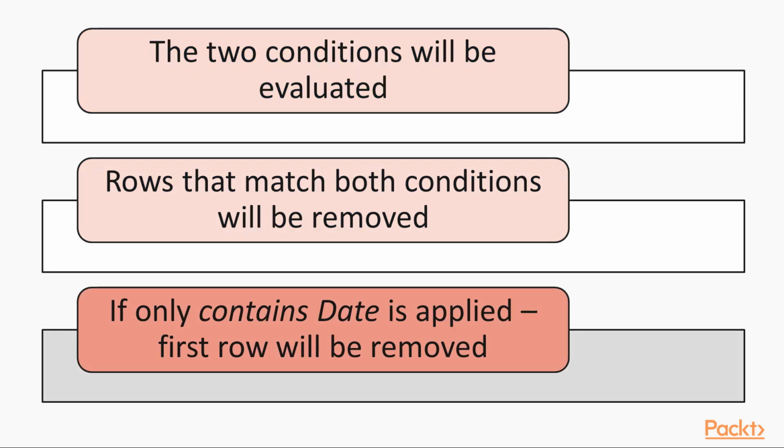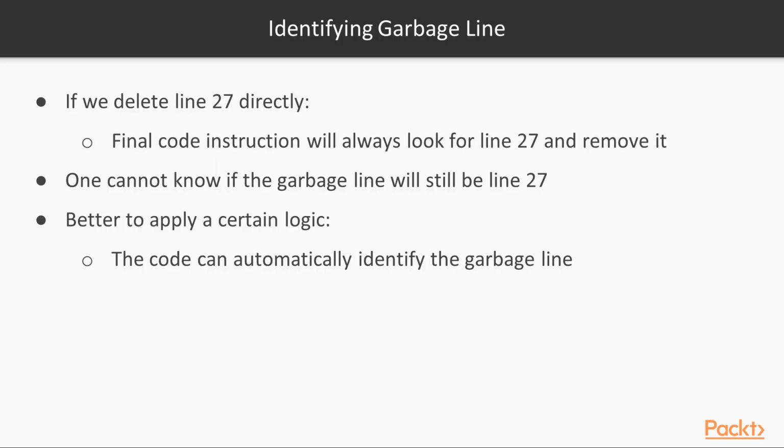We had to apply both conditions because if we had only specified the Contains Date condition, the first row would have been removed as well. Furthermore, if we had deleted line 27 directly by marking it with the mouse and by clicking on the Delete Marked button, even though the effect would have been what we expected, the final code instruction would always look for line 27 and remove it, without first evaluating if that's actually a garbage line.